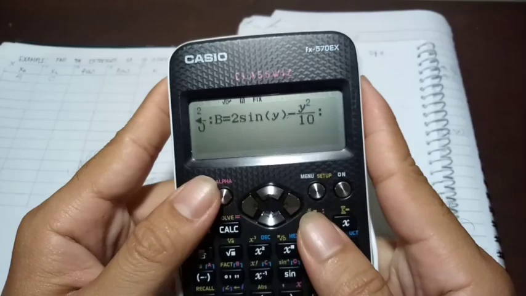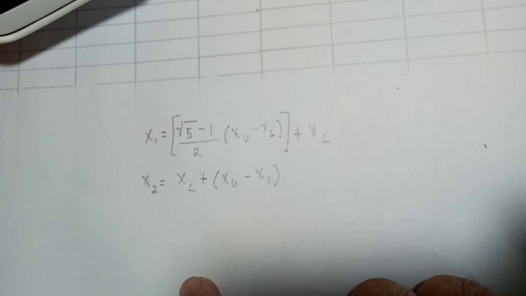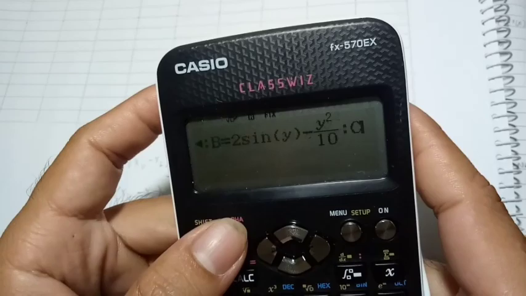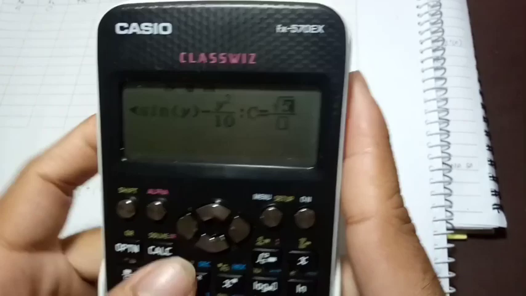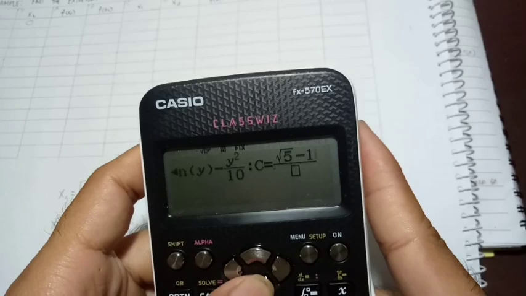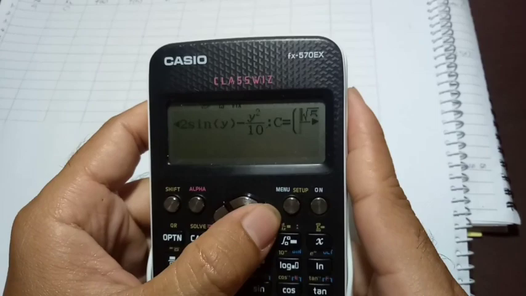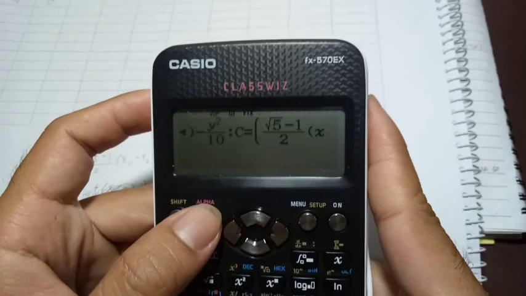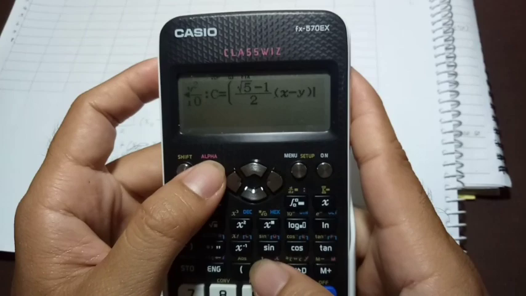For x sub 1, we have a formula: square root of 5 minus 1 all over 2 multiplied by x upper minus x lower plus x lower. So we will input the formula. X sub 1 is c, alpha c is equal to square root of 5 minus 1 all over 2 multiply by x upper, which is x, minus x lower, which is y, plus x lower, which is y.